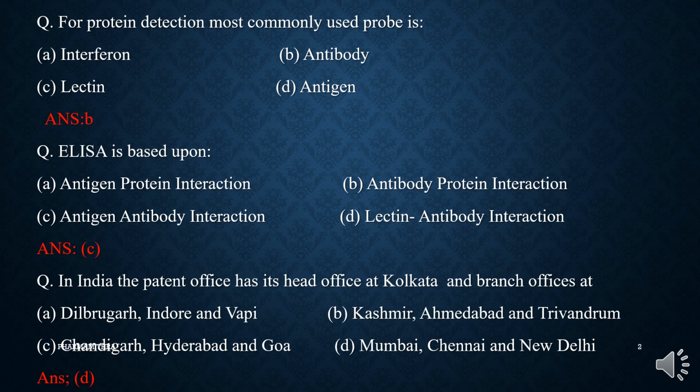Next question. In India, the patent office has its head office at Kolkata and branch office. This is asked from the juris part. As we know, there are 4 patent offices in India and the head office at Kolkata. The branch office is at Chennai, Mumbai and Delhi. So the answer is option D.